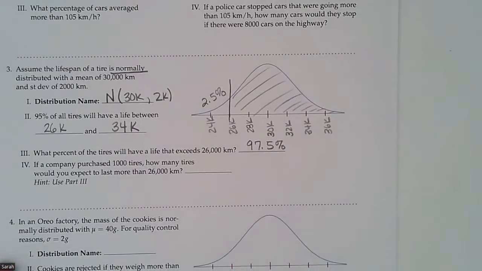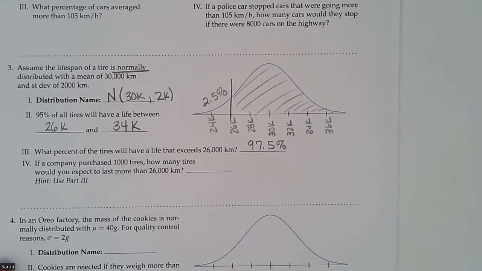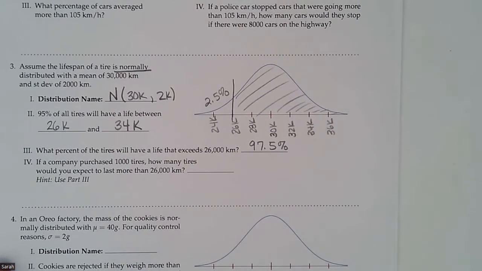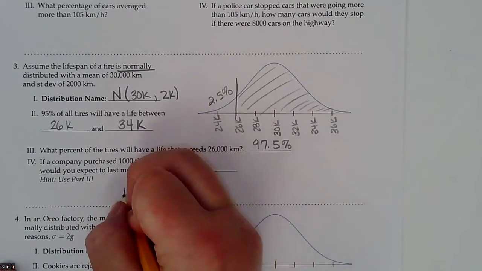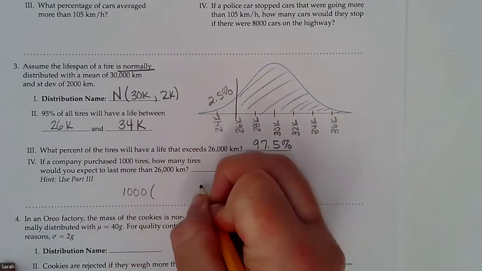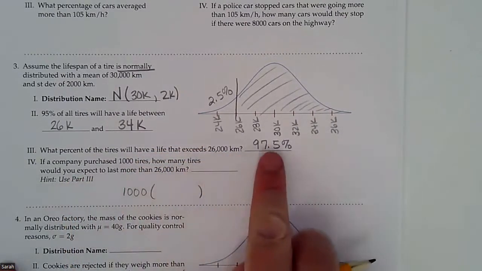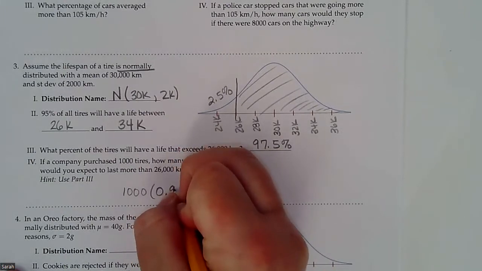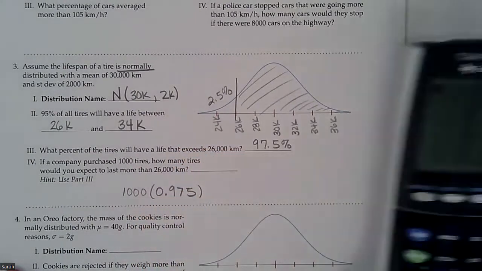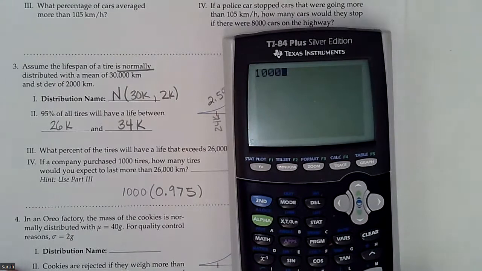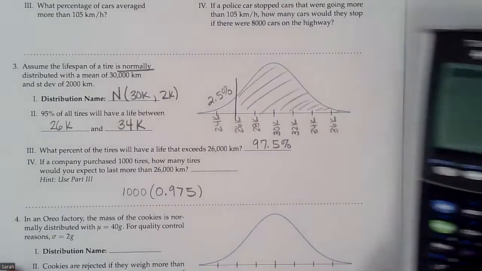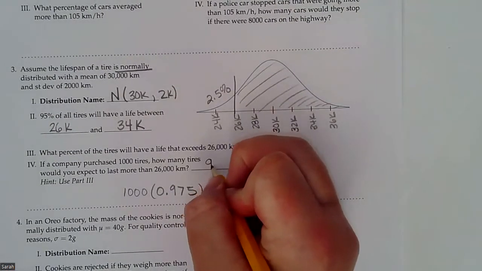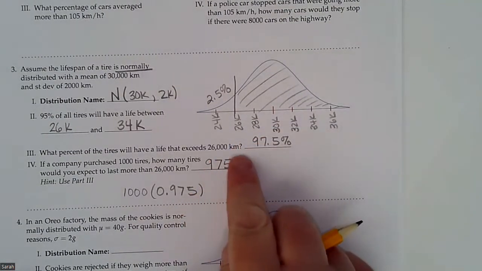If a company purchased 1,000 tires, how many tires would you expect to last more than 26,000 kilometers? So I'm going to take that 1,000 tires, and then I'm going to multiply it by the percentage that are expected to last that long. So 97.5 would be 0.975. So we get 1,000 times 0.975 gives me 975 of those tires are expected to last longer than this 26,000.